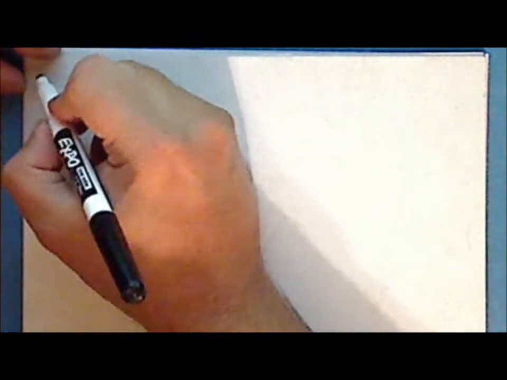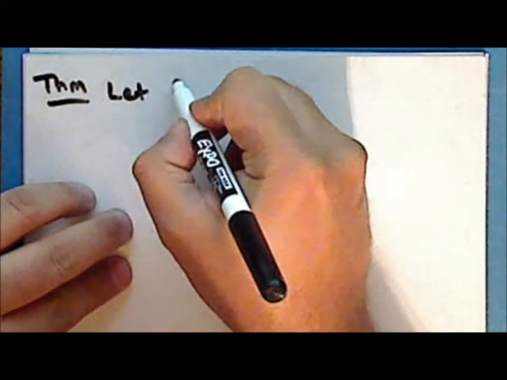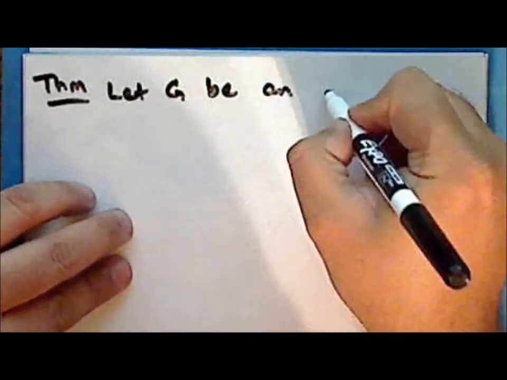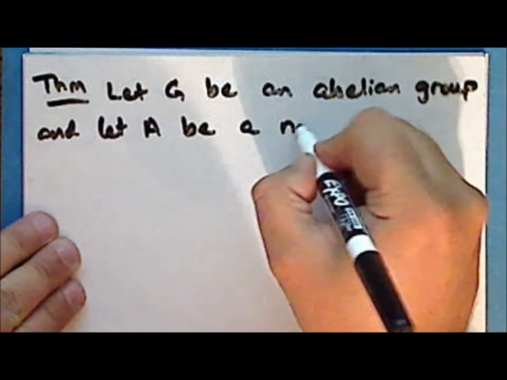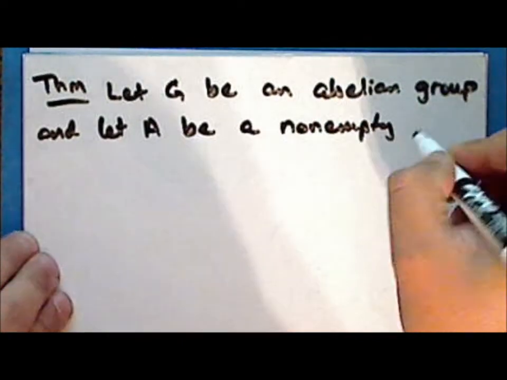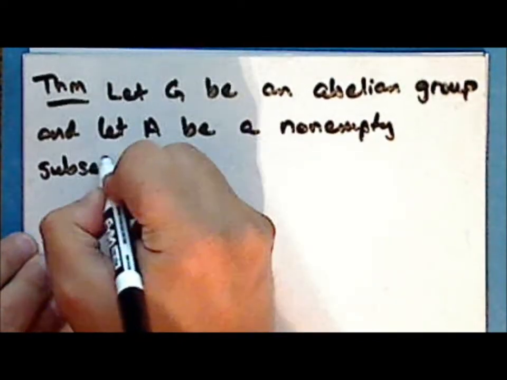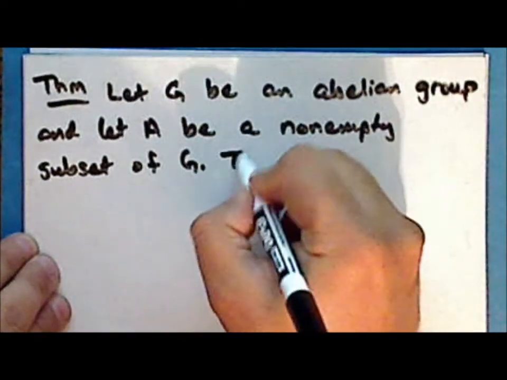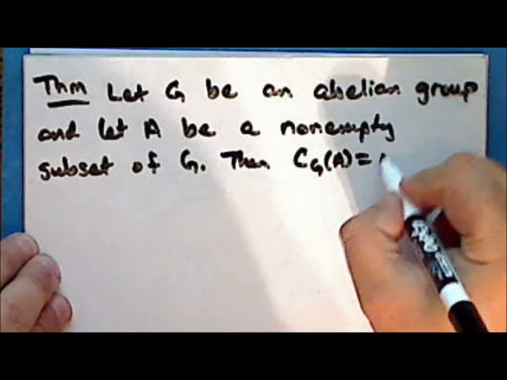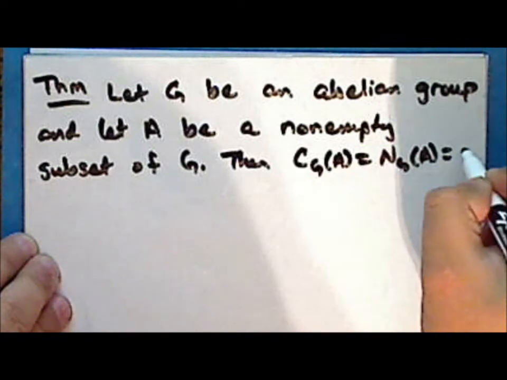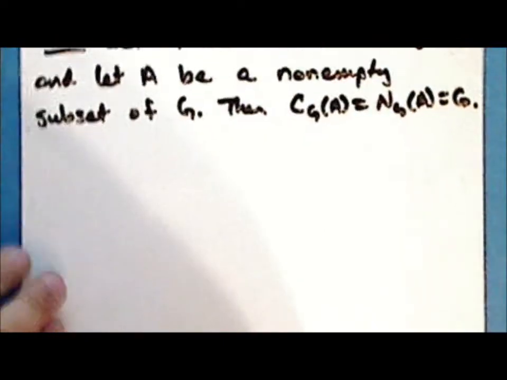Okay, so the third exercise from the previous lecture we will also state as a theorem. Let G be an abelian group and let A be a non-empty subset of the group. Then the centralizer of A in G is the same as the normalizer of A in G, which is the entire group G. So, proof.